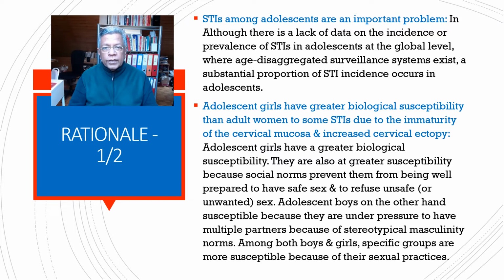The second point is that adolescent girls have a greater biological susceptibility than adult women to some STIs because of the immaturity of their reproductive tract, particularly the cervical mucosa. And this is important. In addition to biological susceptibility, for the reasons explained on this slide, there are a number of social reasons which increase the vulnerability of adolescents to acquiring and then passing on STIs.